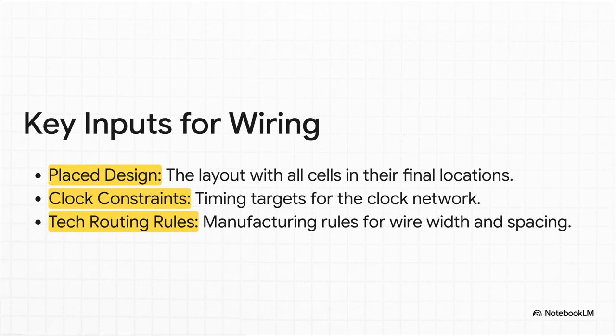So to lay all this groundwork, the router needs a few key things. It needs our city plan, the DEF file with everything in its place. It needs the specs for our master clock, how fast it needs to tick, and crucially, it needs the technology's building codes, super strict rules that say exactly how wide wires can be, how close they can get to each other, and which metal layers they're allowed to be on.